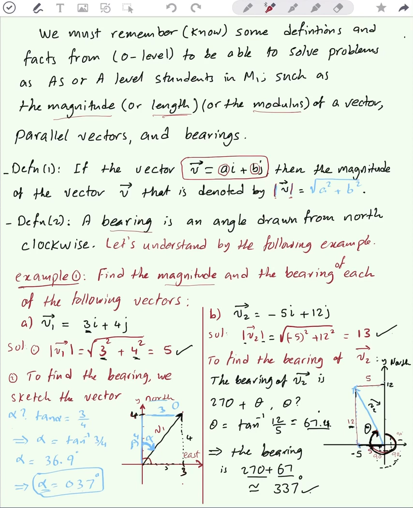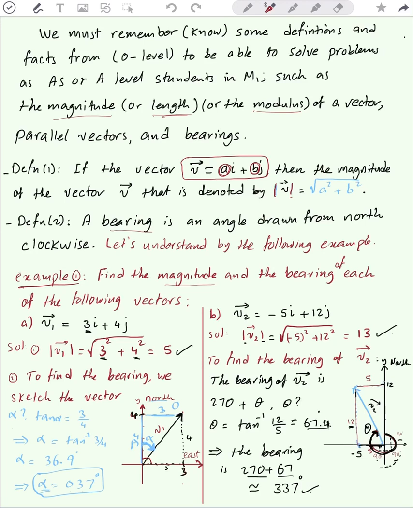This means the magnitude of the vector V is equal to the square root of A squared plus B squared, using Pythagoras. We know this from O level, and it will be explained well in the examples now.